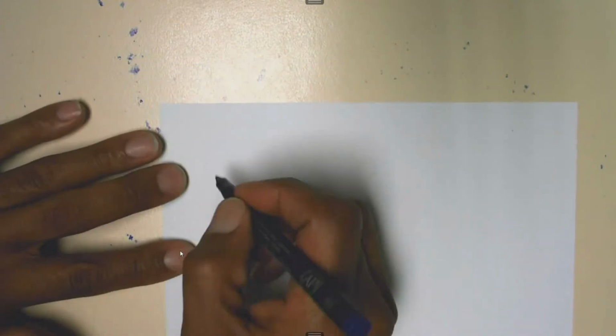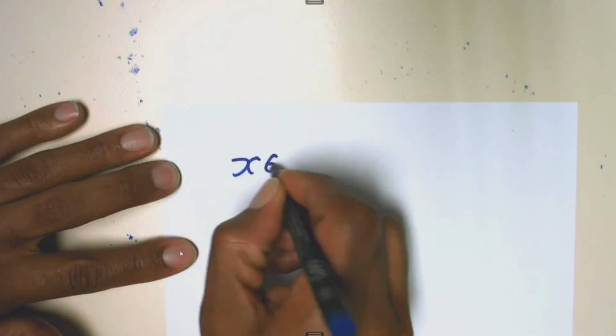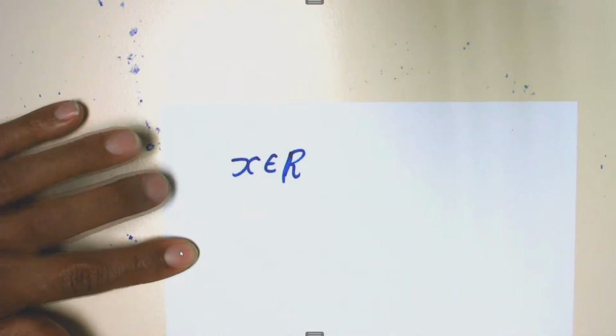How do we write it? Then we can say domain is x element of real numbers. Yes, that is how we represent the domain. What is the meaning of this one? It is all values of x, right? It's all values of x.